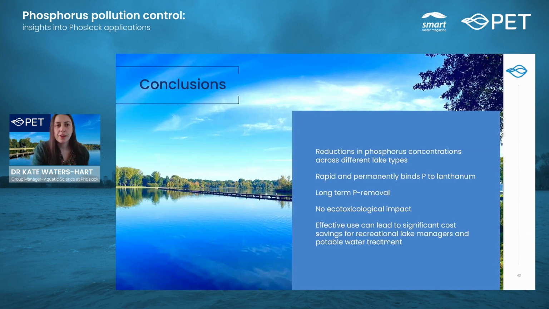So just to conclude, we've seen reductions in both total phosphorus and soluble reactive phosphorus across different lake types, whether that's high alkalinity, low alkalinity, humic water bodies. We've seen rapid and permanent binding of phosphate to lanthanum and also long-term phosphorus removal, for example, of over 10 years. There's no ecotoxicological impact, and it's a very effective product to use. Particularly if you're using one dose and you get a 10-year benefit of that dose, that's really significant in terms of cost saving for lake managers.